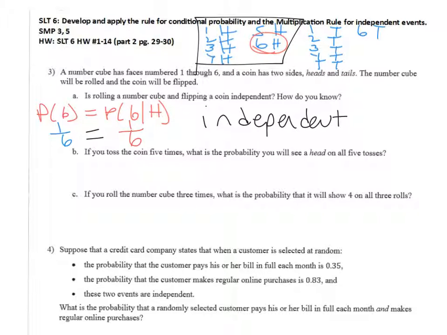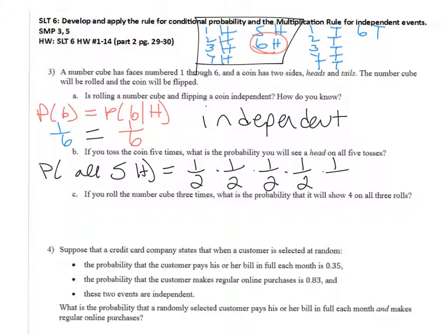If we toss a coin 5 times, what is the probability we see a head on all 5 tosses? So the probability of all 5 heads, we know it's independent, so the probability of getting the first head is a half. So the probability of getting another head is a half. And if we toss it 5 times, each time the probability is a half. So if we multiply these up, we get 1 out of 32.